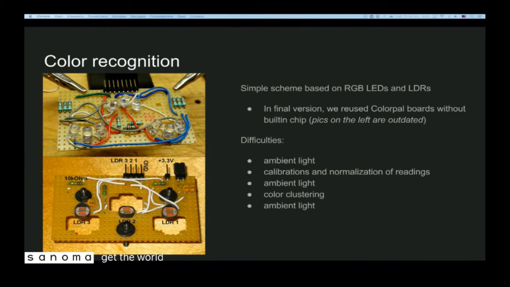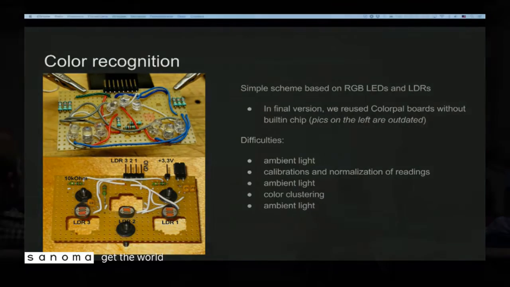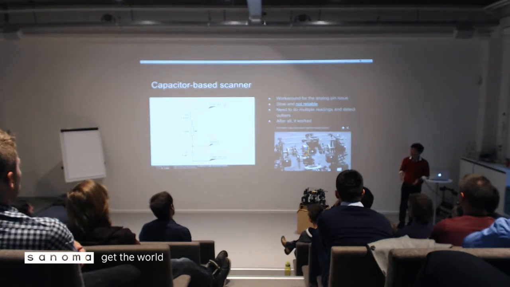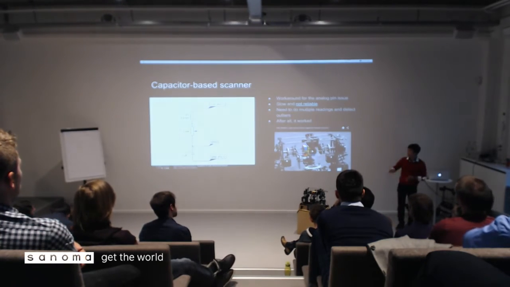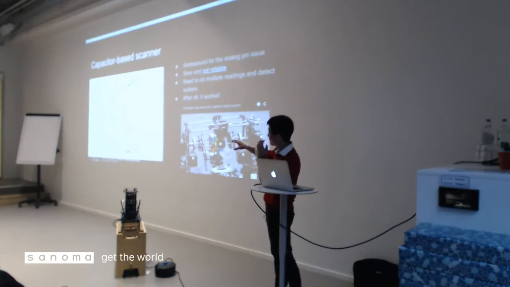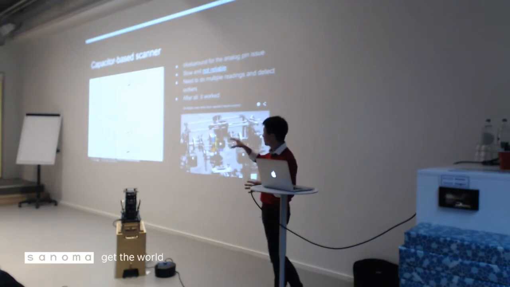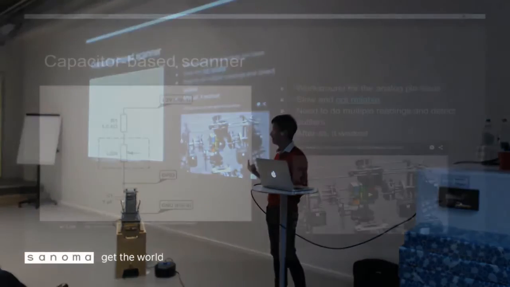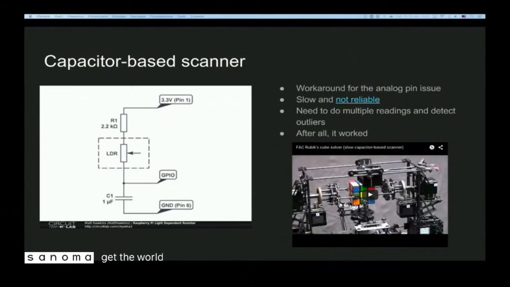So we started with the capacitor-based scanner because Raspberry Pi doesn't have an analog input, so you can't read the voltage from LDRs directly. So you have to make this kind of hack. Basically, we were charging the capacitor and counting the time until it reaches the logical one, which is, of course, unreliable because it's a Linux computer.